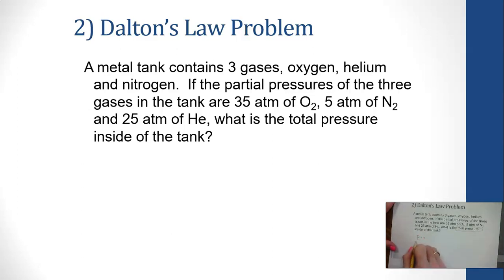I have pressure number 1 is 35 atmospheres. Pressure number 2 is 5 atmospheres. Pressure number 3 is 25 atmospheres. So total pressure is going to equal 35 plus 5 plus 25. So my total pressure is equal to 35 plus 5 plus 25. 65 atmospheres. Okay, kids, don't complicate it. It is truly that easy.